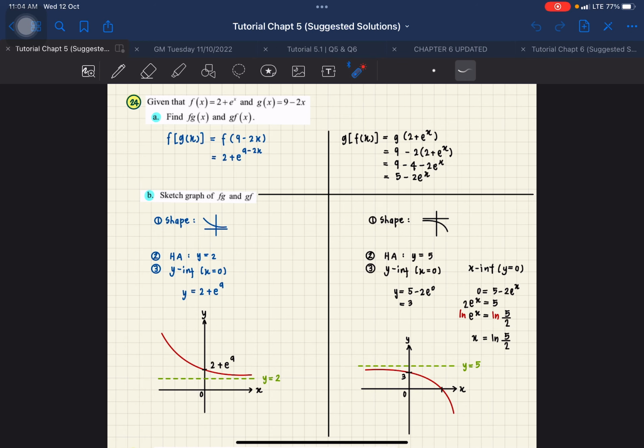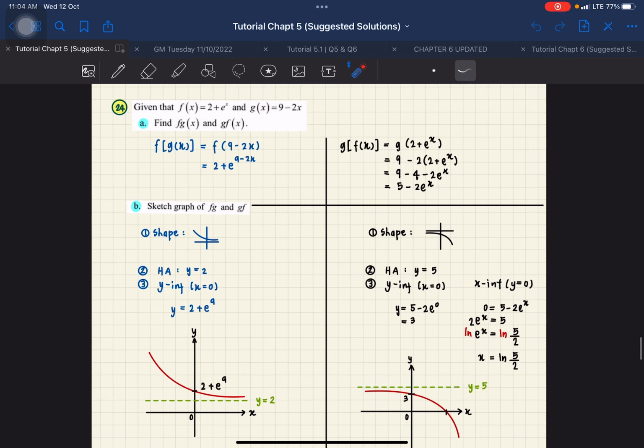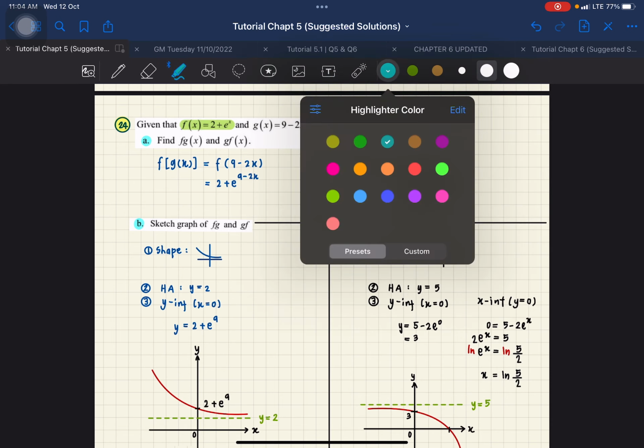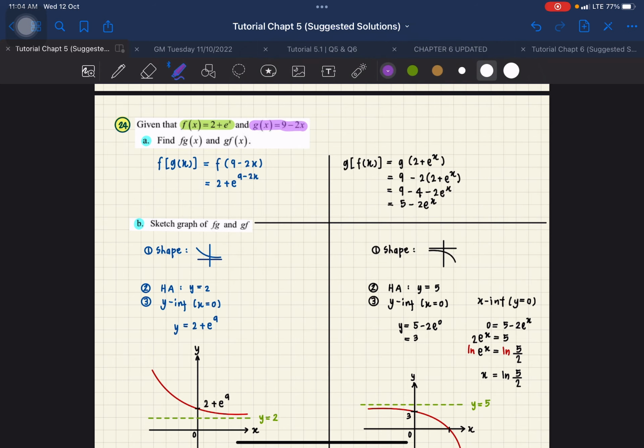Untuk soalan number 24, dia bagi kita two functions, function fx and function gx. So kita ada fx equals to 2 plus e power of x, and we also have gx equals to 9 minus 2x. So one is exponential function, another one is just a linear function. Soalan bahagian A dia minta kita find f of gx and g of fx. So kita kena cari dua composite function.